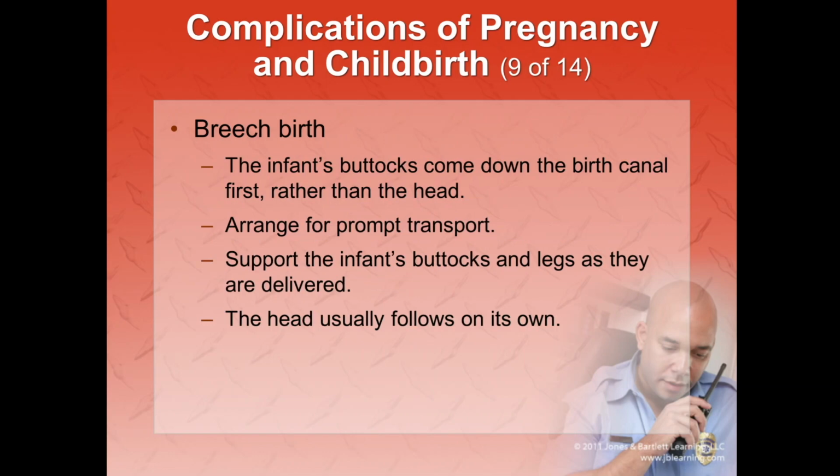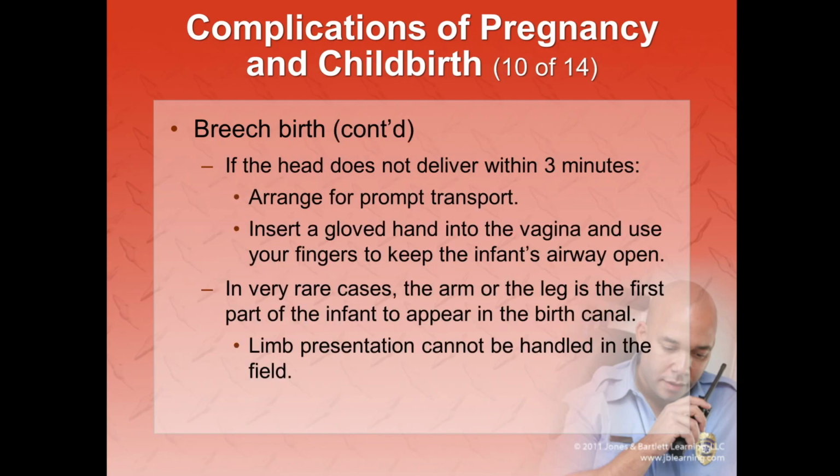So another complication is a breech birth, where the infant's buttocks come down the birth canal first rather than the head. Now, if we see a butt or a leg coming out of the woman's vagina, we know that prompt delivery is going to happen, and that usually the head will follow on its own. We're going to want to do the same thing, support the infant's butt or legs, and make sure we don't pull on the infant. Keep in mind the infant is going to be slippery, and we want to make sure that once the head is delivered or coming out of the birth canal, we ensure that they have an open and patent airway.